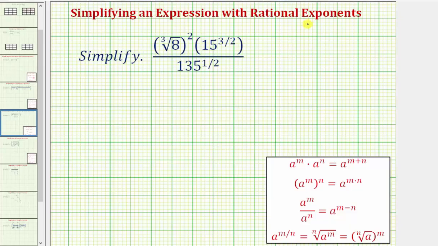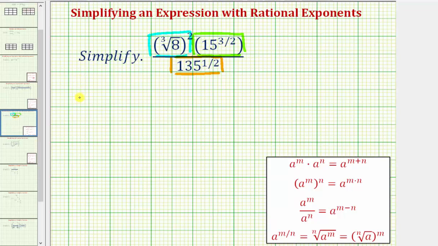We want to simplify the given expression. To do this, we'll simplify this in parts. We'll first simplify the cube root of 8 squared. Then we'll simplify 15 raised to the power of 3 halves. And then finally, we'll simplify 135 raised to the power of 1 half. Once we simplify each of these pieces, we'll then simplify this fraction.